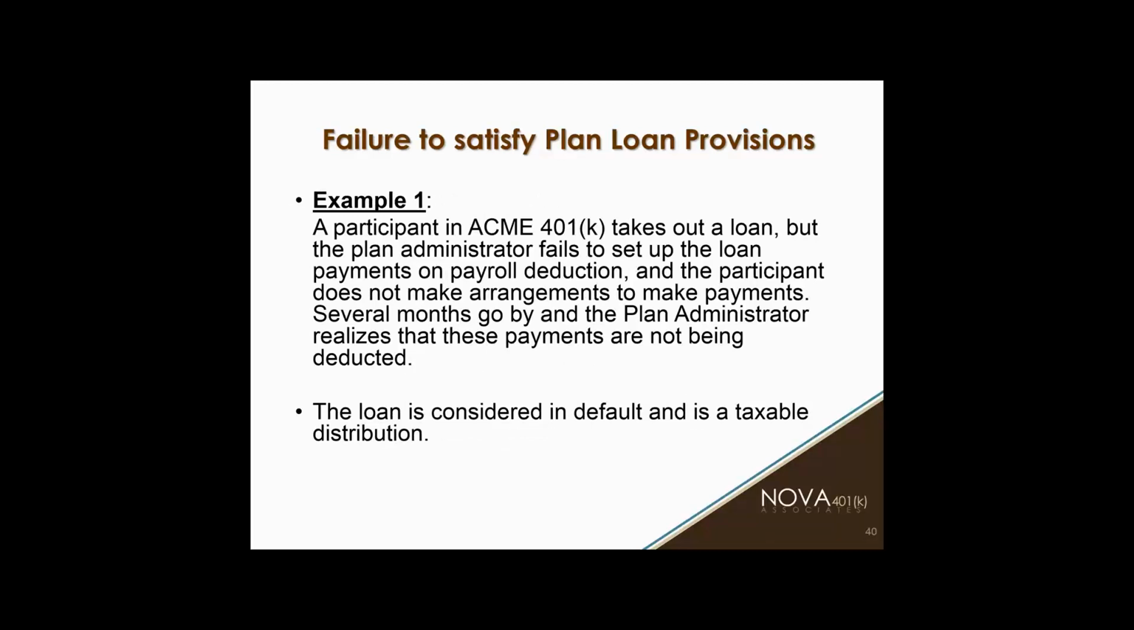So again, quick example, but we have an administrator that sets up the loan payments as a deduction, and the participant does not make arrangements to make the payments. So months go by, the administrator realizes that the payments are not being deducted, and what's the issue here? We've got to default the loan. It'll be a taxable distribution, right? We may be able to refinance it, but again, that can be a problem, right? If you missed a year's worth of repayments and you had a 4-year loan, now you got to squeeze all the repayments into 4 years instead of 5, and the payment goes way up, which could be a hardship for the employee, but it can be fixed.